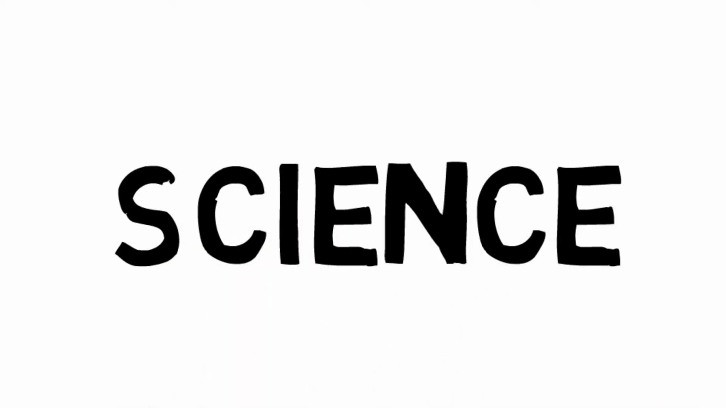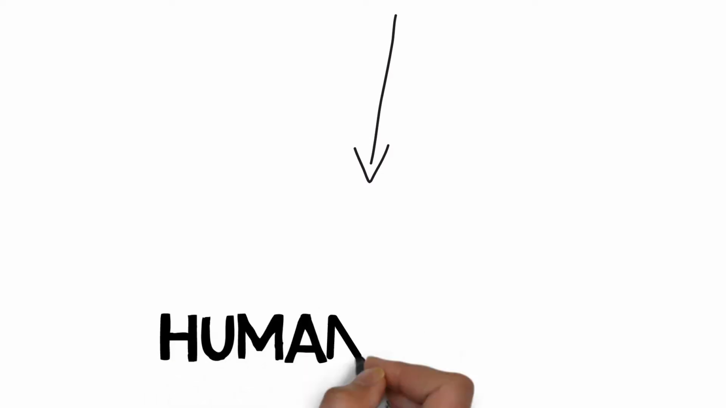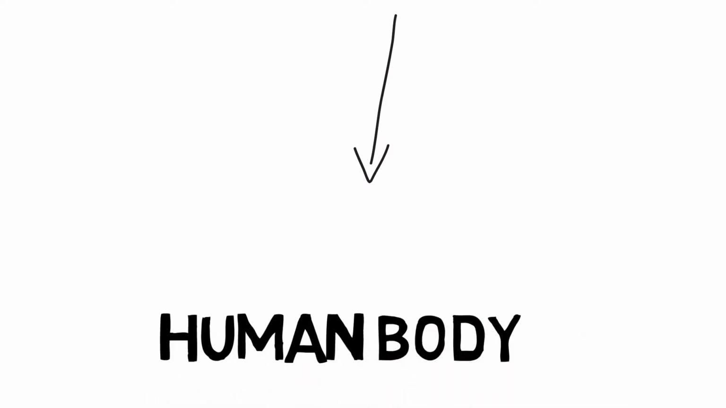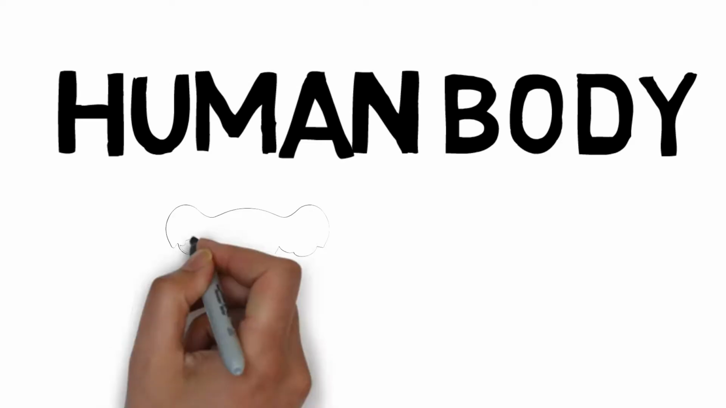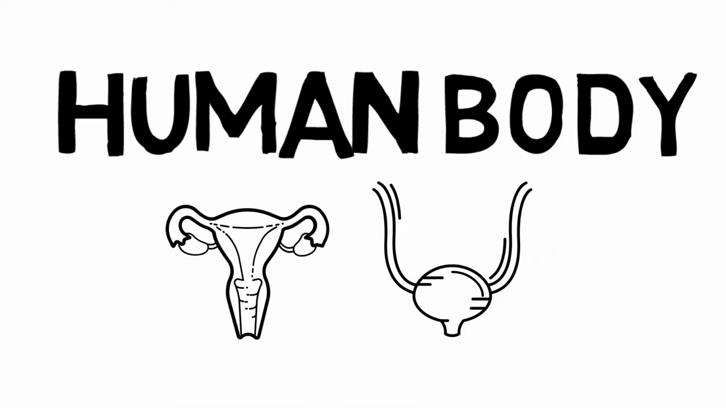So let us pick science, for example, and for first topic, we can look at the human body. And there's so many parts in the human body. There's the reproductive system, and there's the excretory system. So I'd like us to look at the excretory system.